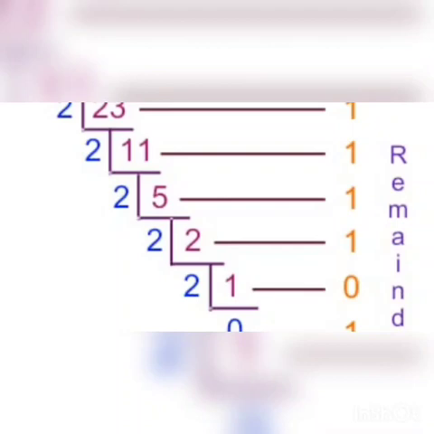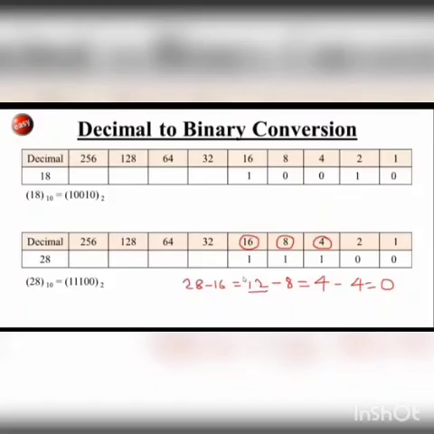Again we divide by 2. The answer becomes 2, remainder becomes 1. Again we divide by 2. The answer becomes 1, remainder becomes 0. Again we divide by 2. The answer becomes 0, remainder becomes 1. So how will we write the answer? Always write the answer from bottom to top: 101111 in base 2.